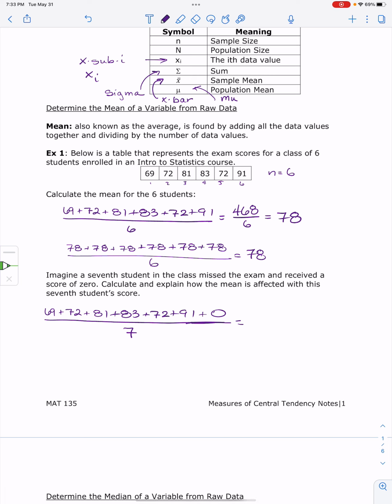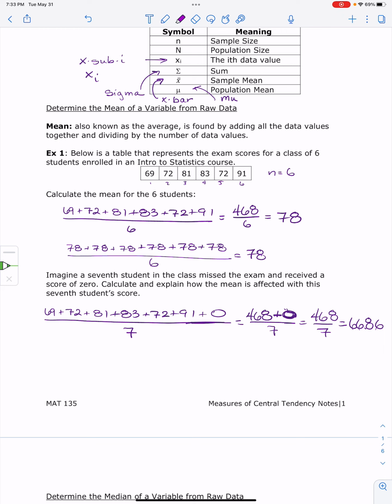I want to point out that this is exactly the same as if we would have just taken the sum we got before, that 468, and added a 0 to that. I get 468 divided by 7, which gives me an average now of 66.86.